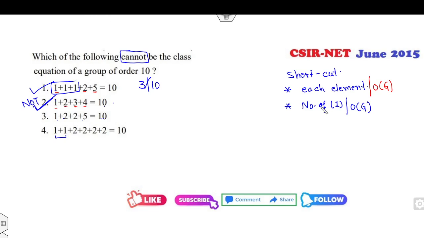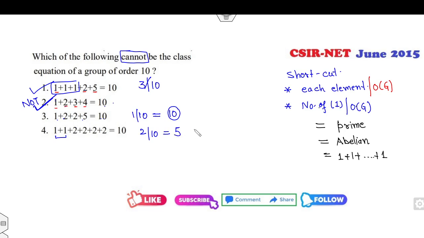Fine. Third trick: if the order of the group is, say, P squared, where P is prime, then you can say this is abelian. Once this is abelian, the class equation will always be 1 plus 1 plus 1. So now you can see 1 divides 10. The answer is 10, which is not a prime, so we can't say anything. 2 divides 10. The number is 5. The 5 is prime. If it is prime, that means this is a cyclic group, order 5 is cyclic. That means it is abelian. So once this is abelian, what will be the class equation? 1 plus 1 plus 1. So that option is not the class equation, is also satisfied.